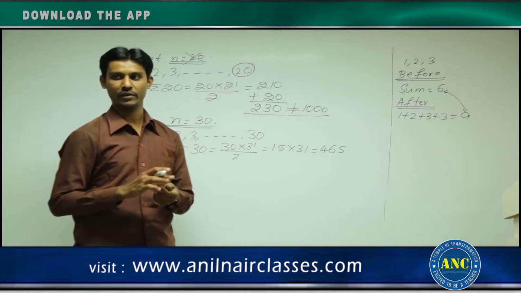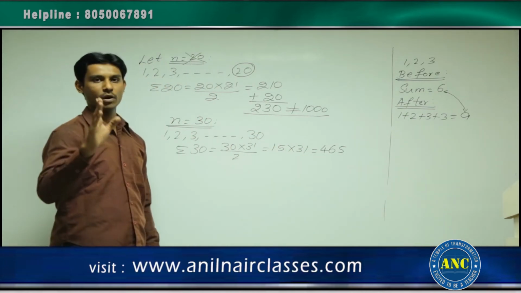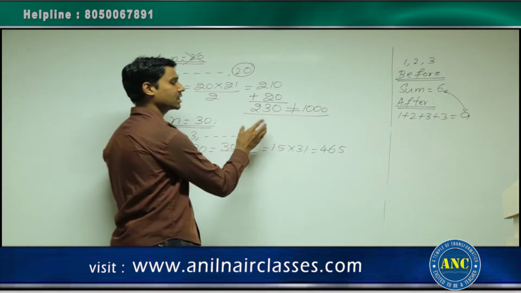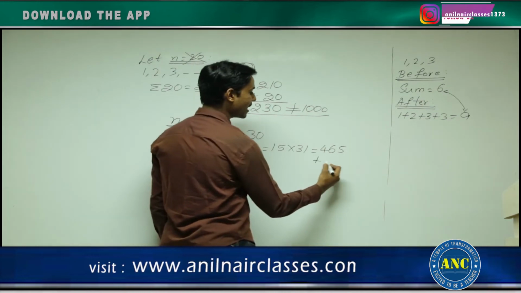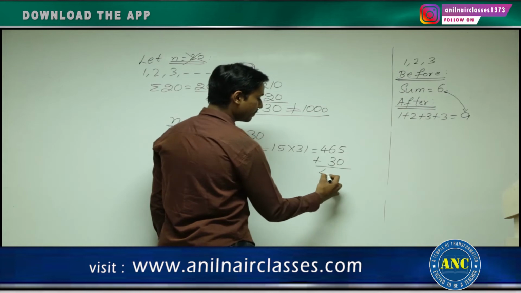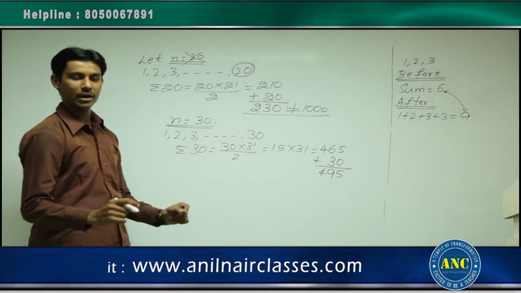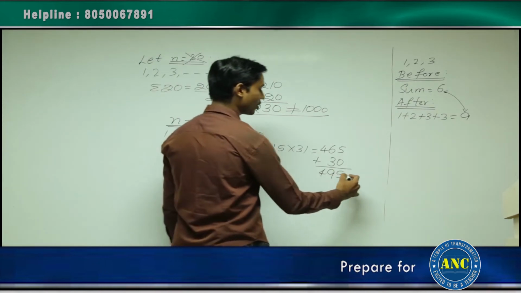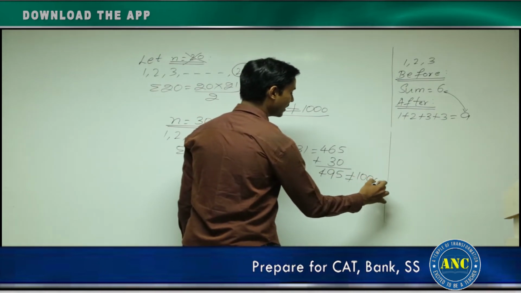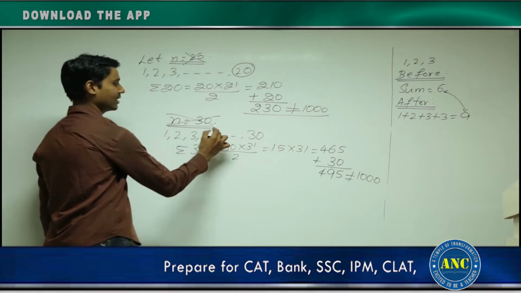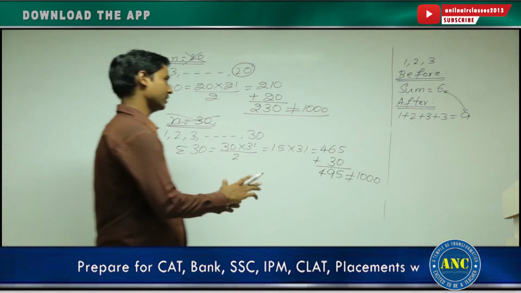Actual sum is 465, but by mistake you added a number one more time. Assume that you added the maximum number itself. Even if you add the maximum number by mistake, the sum will become 495. But according to the question, when you added the number twice, the sum was supposed to be 1000. Therefore, n cannot be 30 also. Clear with the approach?